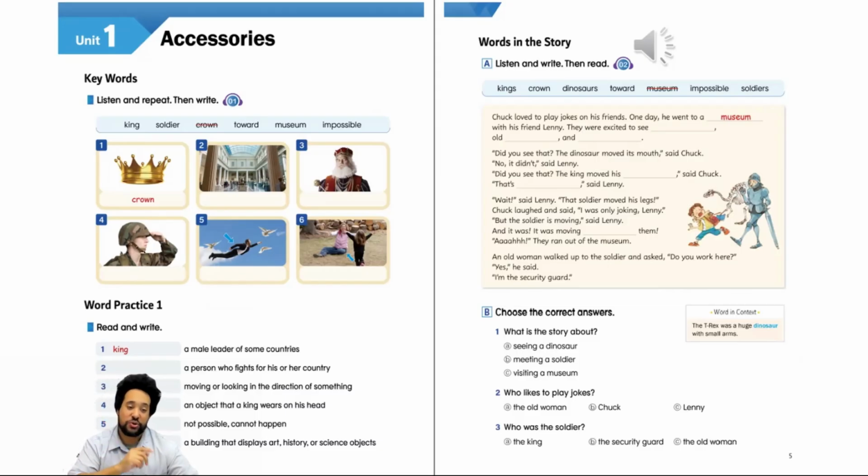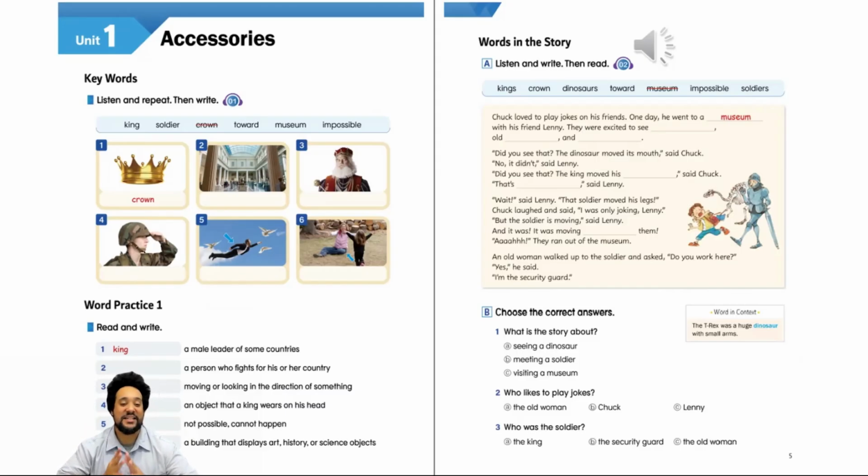If you're not sure, the vocabulary words will help you. So think about this question: what are accessories? Think about that question, and we'll revisit that in just a little bit. But first, let's take a look at our key words, because they will help us answer that question.